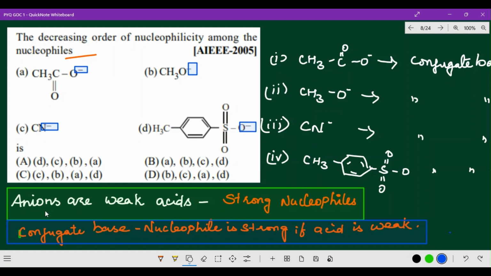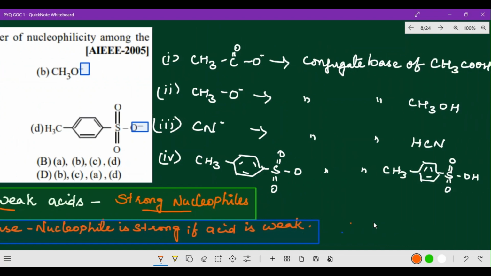Now, anions are generally weak acids, and they are strong nucleophiles. So, the conjugate base, one more point it is introducing. These are all concept points, please note them down. For a conjugate base, the nucleophile is strong if the acid is weak. Let me mention which are the conjugate bases here.